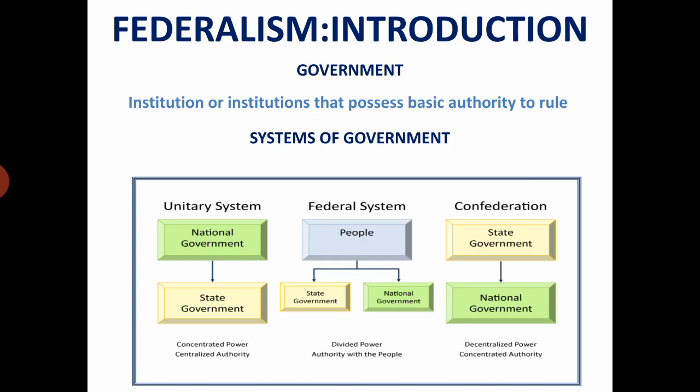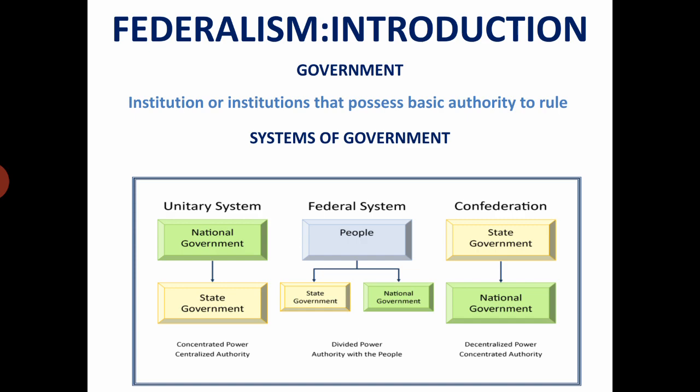Government. Government is an institution that possesses basic authority to rule. Basically, it is a group of people who govern or rule a state. We also have systems of government, that is, distribution of power among different parts and levels of government. The amount of power held by the central government determines the system of government a state has. There are basically three types of systems of government, which are unitary, federal, and confederation.